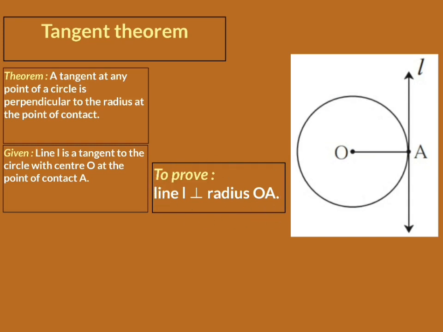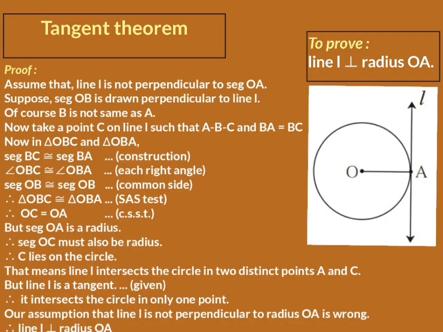Now here we have to use that indirect method to prove this theorem. Means we have to assume line L is not perpendicular to radius OA. Means we have to start with a false statement, that is line L is not perpendicular to radius OA. We'll start proof. Proof. Assume that line L is not perpendicular to segment OA.